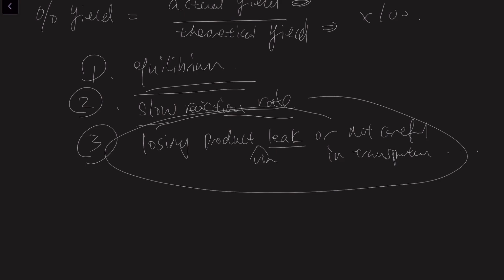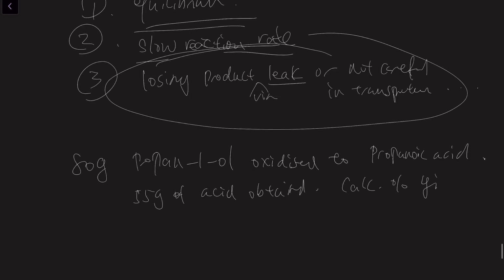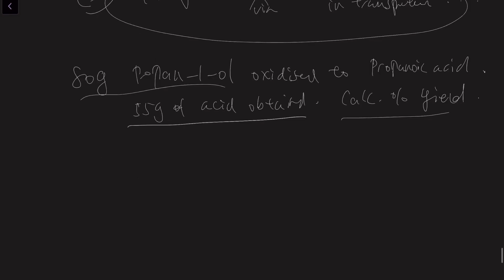So let's have a look at this question. So you have 80 grams of propan-1-ol initially. And in the end, we produced 55 grams of acid. So we want to calculate the percentage yield. So first, we know that the alcohol is oxidized to acid in a 1-to-1 ratio. So 1 mole of alcohol will be oxidized to 1 mole of acid. So this is really important. So the mole ratio is 1-to-1.